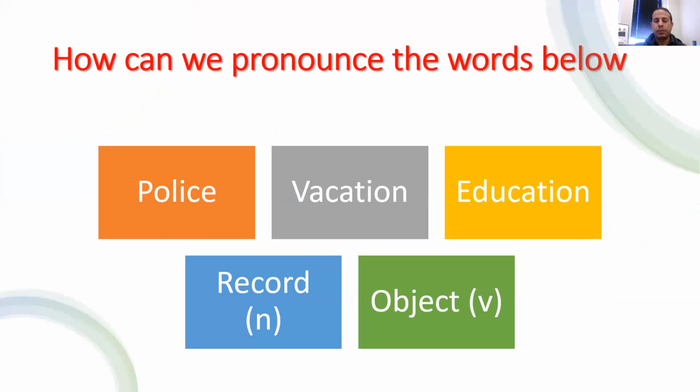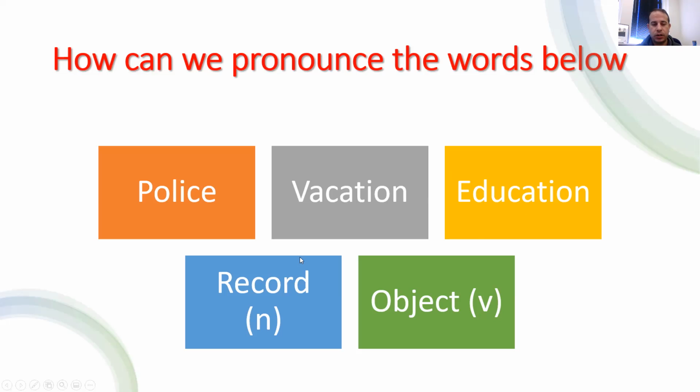Before discussing the main components of these two objectives, I need you to read these words for me. How can we pronounce this word? Is it police or police? What do you think? Police. Perfect. How about this one? Is it vacation or vacation? Vacation. This one is quite familiar.